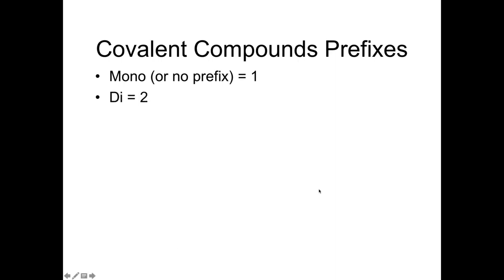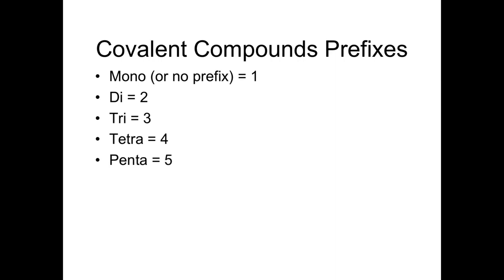Di is 2. Tri is straightforward because it's 3, like triangle or triceratops. Tetra is 4. And many of you have probably played the game Tetris on your phones. You might be playing it in class as you listen to this. But Tetris basically received its name from having 4 distinct shapes.